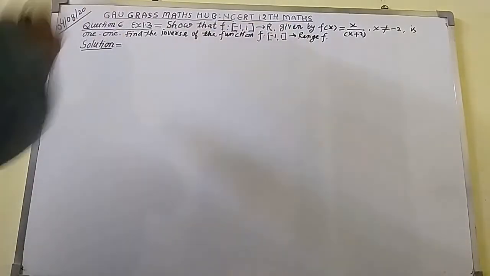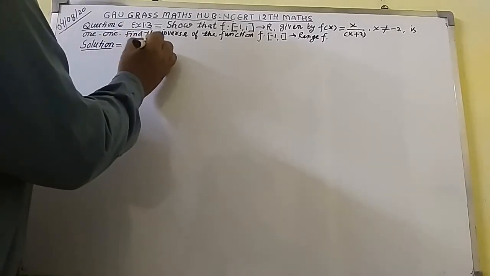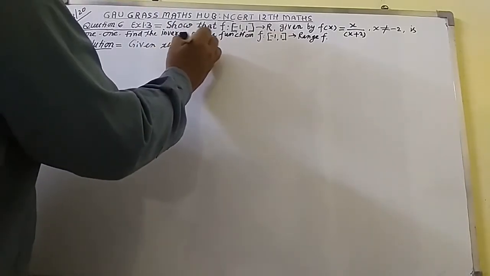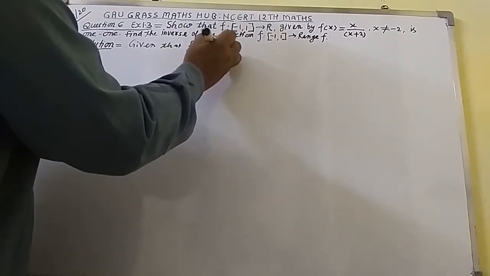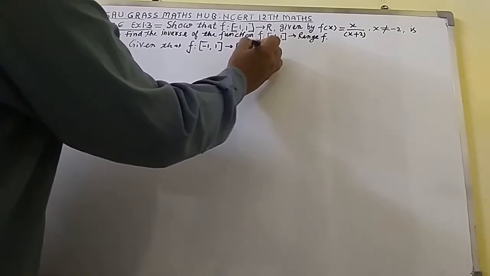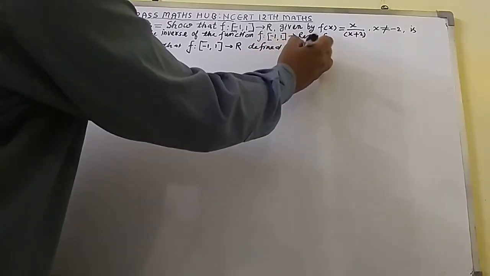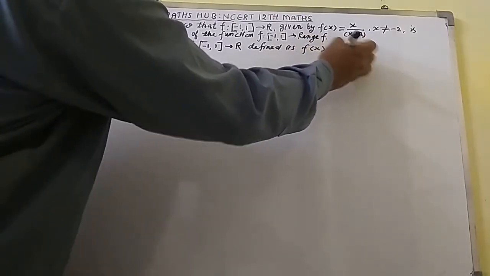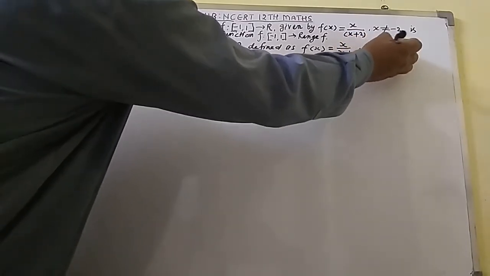Solution: here I shall write, given that f: [-1, 1] → R, defined as f(x) = x/(x+2), where x ≠ -2.